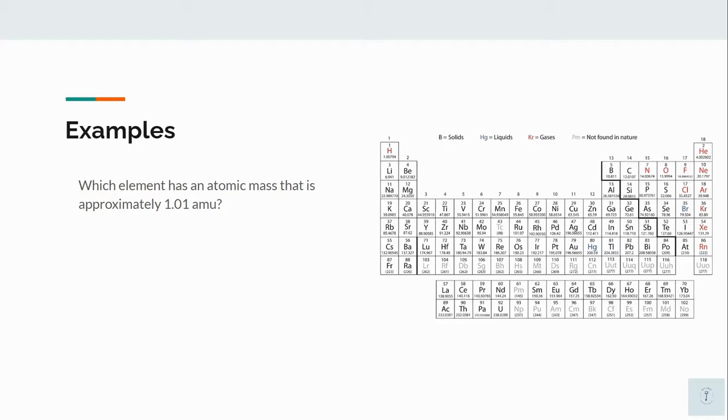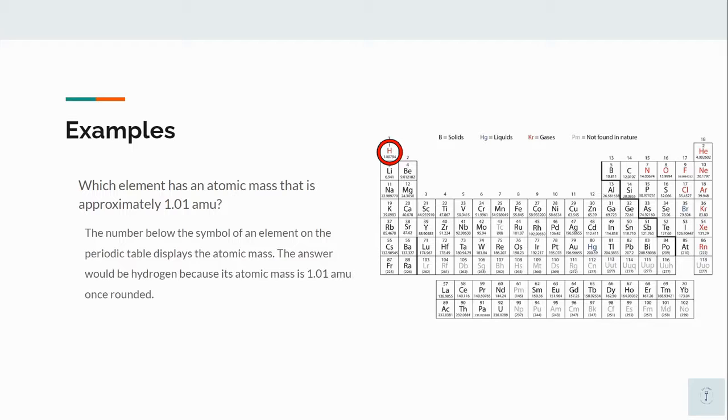Question number 2. Which element has an atomic mass that is approximately 1.01? Now, when we look at the periodic table, we don't really see an element that has exactly 1.01 AMU. The key word in this question is approximately, meaning that we would have to round. So if we look at hydrogen, its atomic mass is 1.00794. And once we round to the nearest hundredth, we get 1.01 AMU. So that is our answer. The number below the symbol of an element on the periodic table displays the atomic mass. The answer would be hydrogen because its atomic mass is 1.01 AMU once rounded.